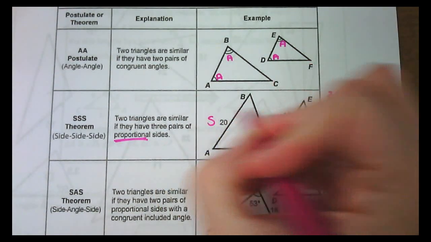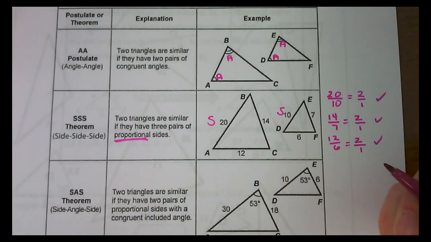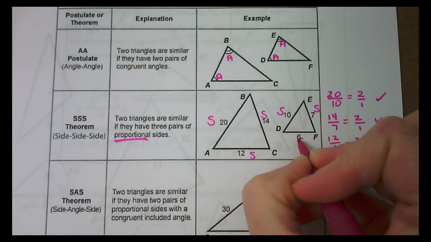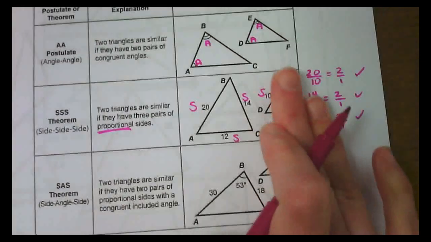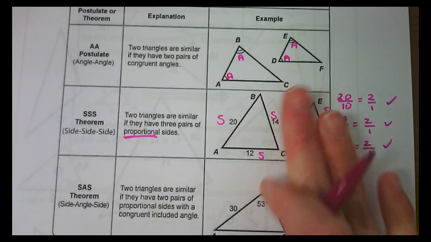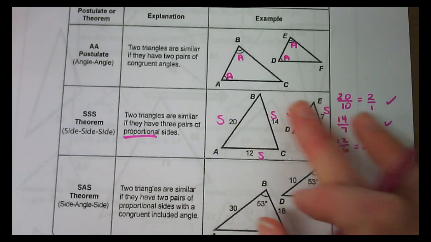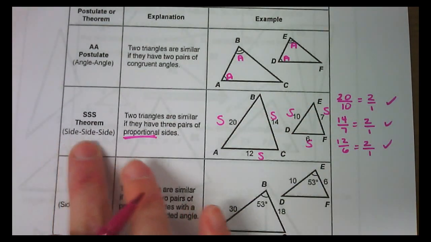So I would say that this side and this side match up with S's, these sides match up here, and these sides match up here. So when I look at one triangle at a time, there's 3 sides and there's 3 sides. That's where the SSS comes from.